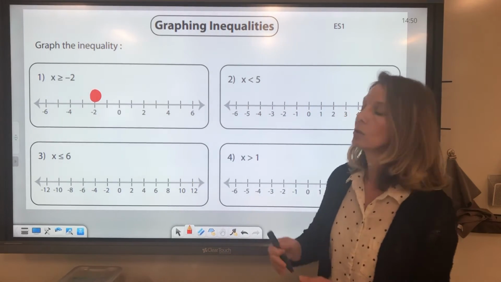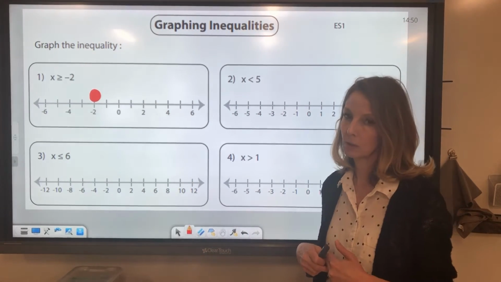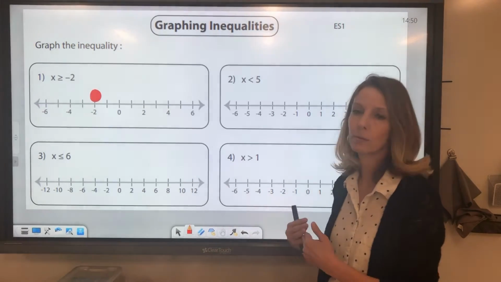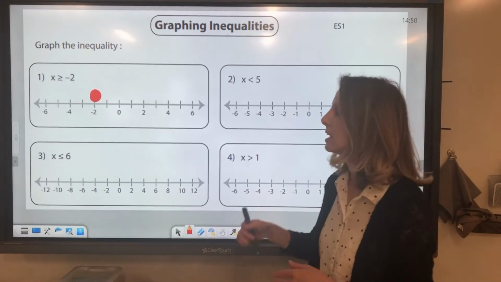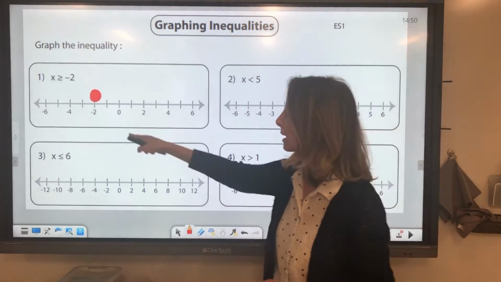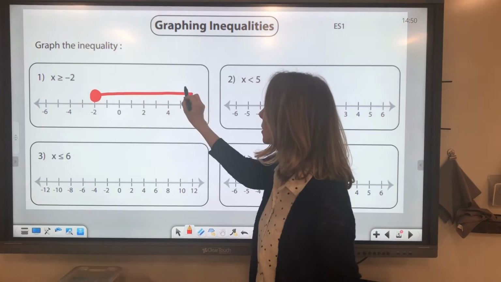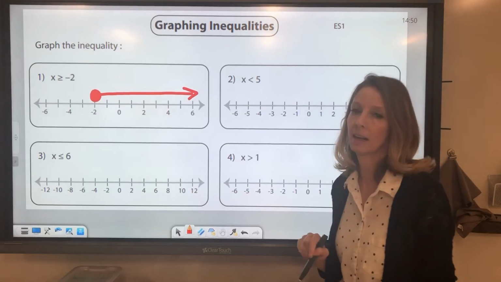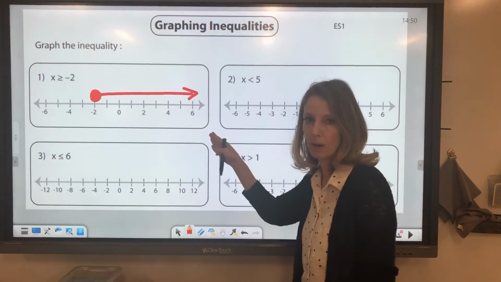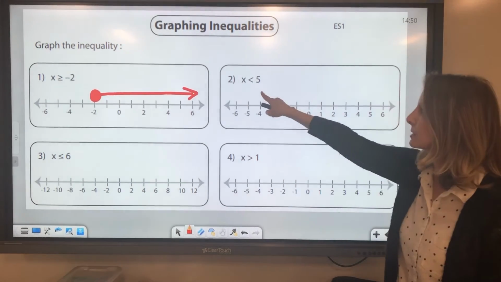And it says x is greater than or equal to -2. So think about which direction my line is going to go in. If my numbers are becoming greater than, we're going to the right. So I just draw an arrow to indicate that we're heading up to the right. We're getting larger numbers here. Okay, let's try the next one.